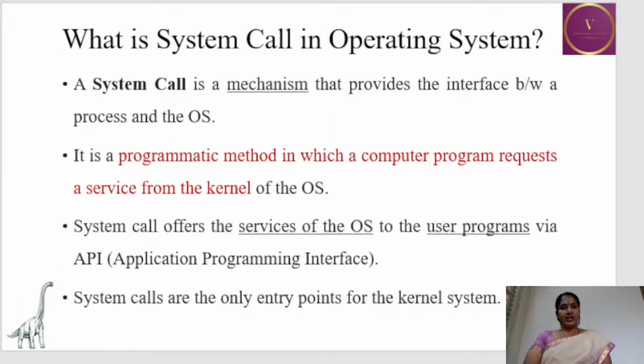So it is a programmatic method in which a computer program requests a service from the kernel of the operating system. System calls offer the services of the operating system to the user program, through an interface called application programming interface. So system calls are the only entry point into the kernel system. System calls are the only way through which a user program can communicate to the operating system. So next slide.